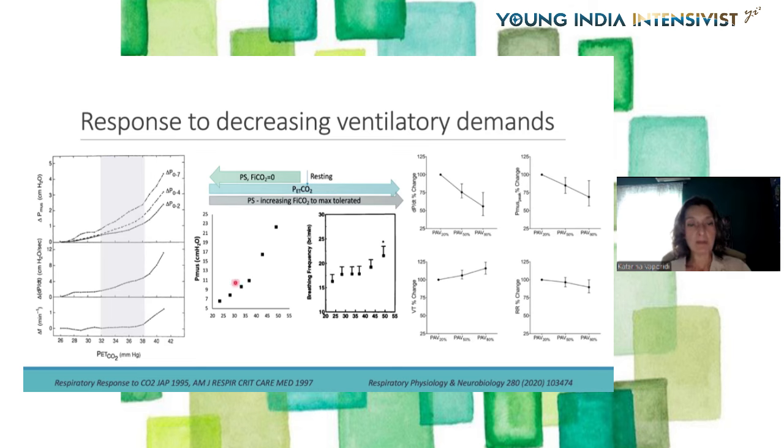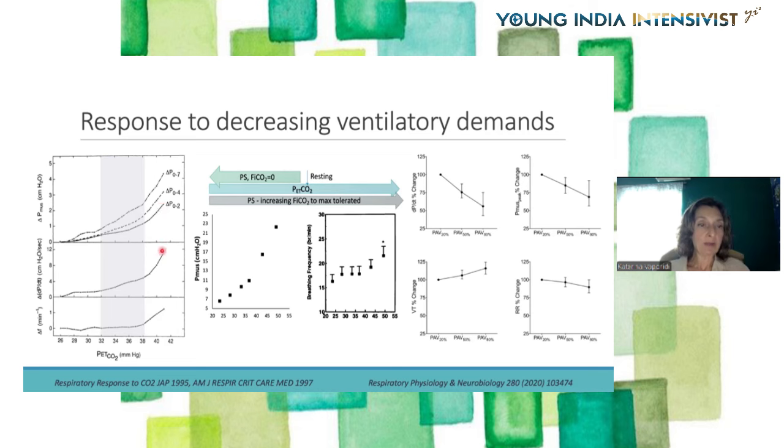So this is an experiment from my professor, my mentor, Professor Georgopoulos, and he did that many, many years ago. What they did in this experiment is that they had healthy subjects breathing with pressure support to hypocapnia, and then breathe with pressure support and PCO2 to the max tolerated. And what you can see is how effort and respiratory rate change over a quite broad range of PCO2.